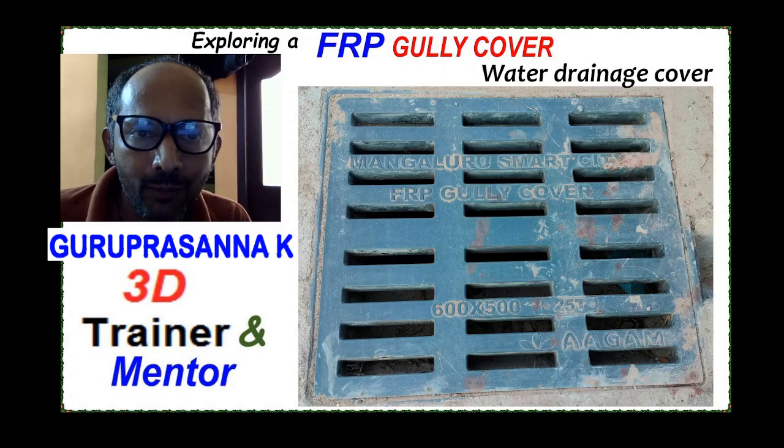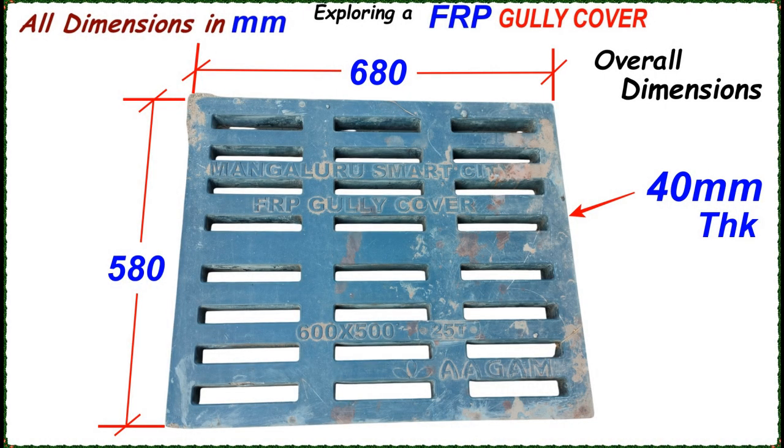Here I would like to explore this FRP GULLY cover or water drainage cover in 3D, that is in SolidWorks. This picture was captured from a street in Mangaluru. Let's look at its overall dimensions in mm. Length 680, height 580 and 40 mm thick.